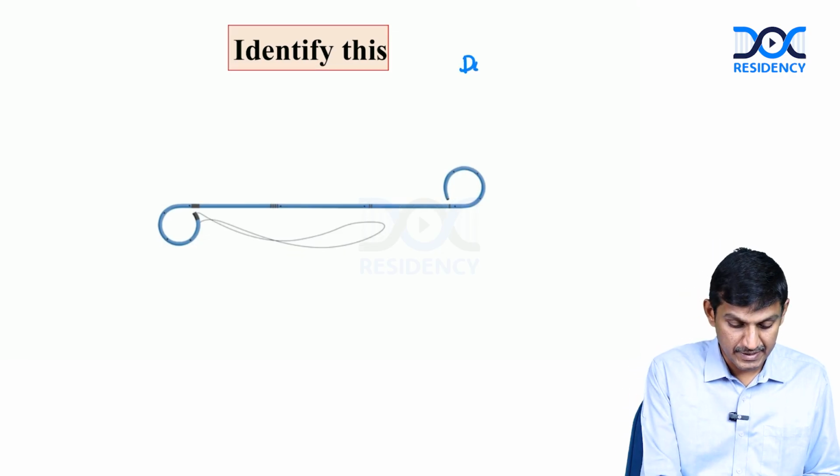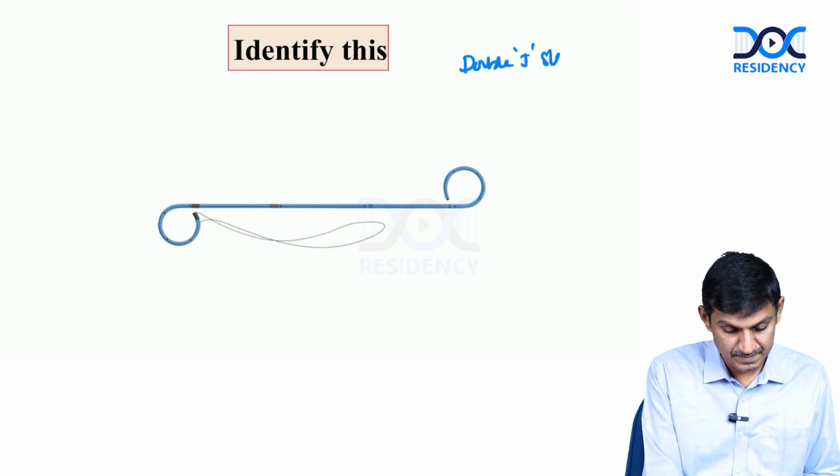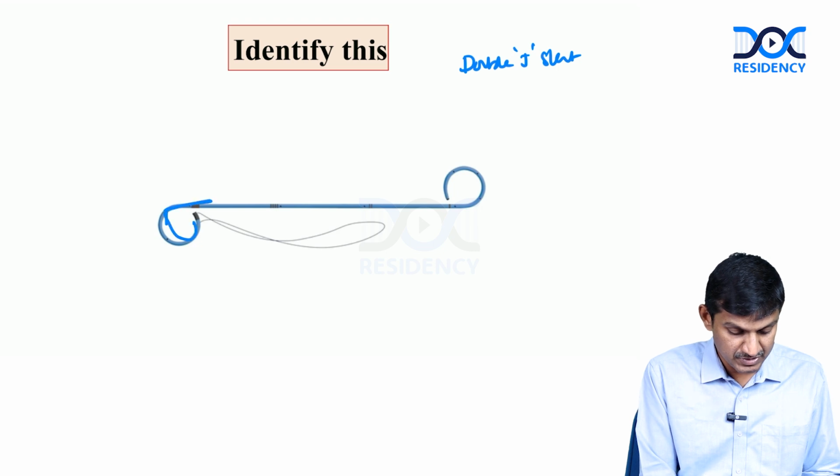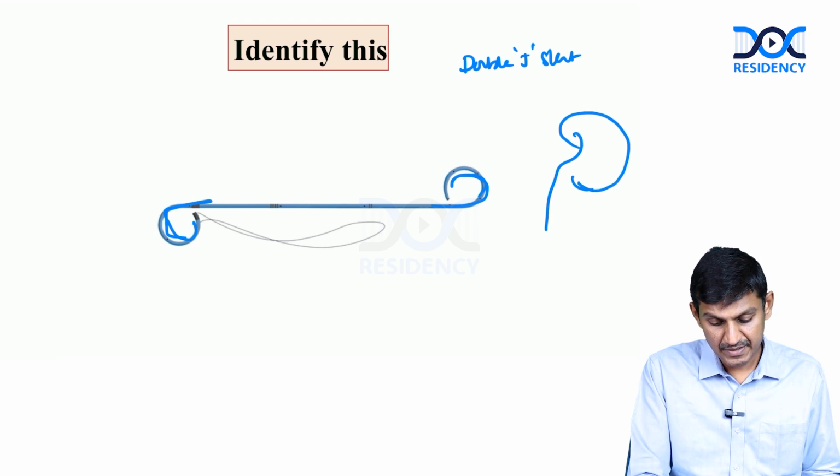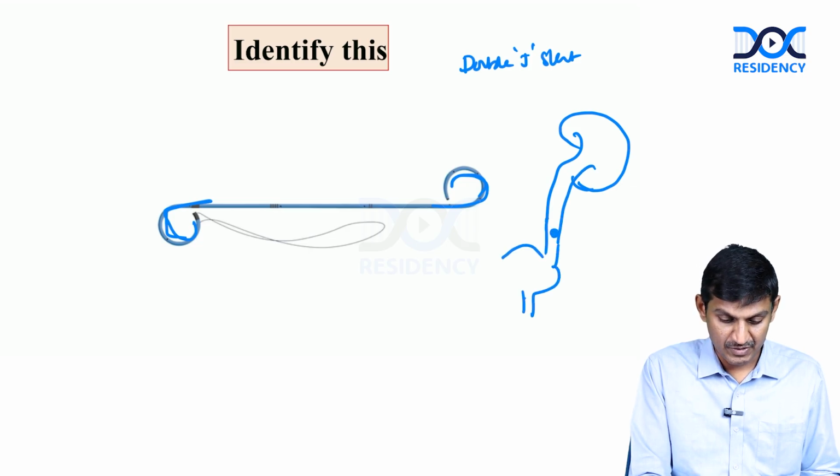This is called a double J stent. It has got two J's and two loops. What is the purpose of this? Where do you use it? In any ureteric or renal surgeries, probably you take a stone out of it, then after the procedure you place a stent.